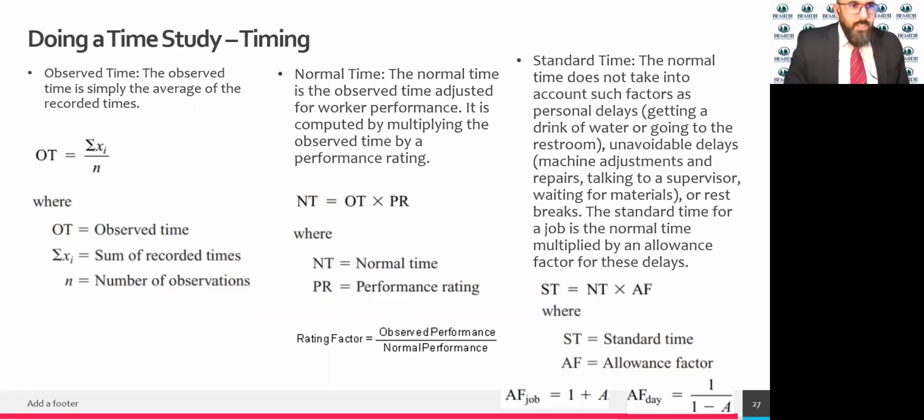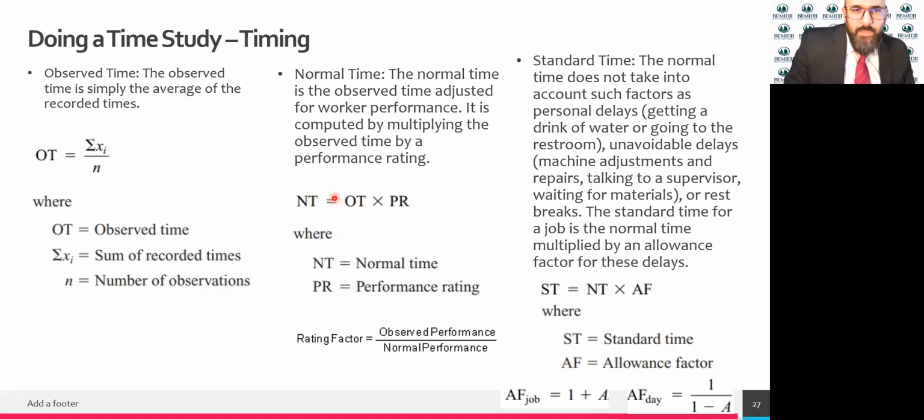Hi again. In this video, I will be talking about the three different times that we will be using in a time study. These are the observed time. The observed time is simply the average of the recorded time. So we record the time, we take the average, that would be the observed time.